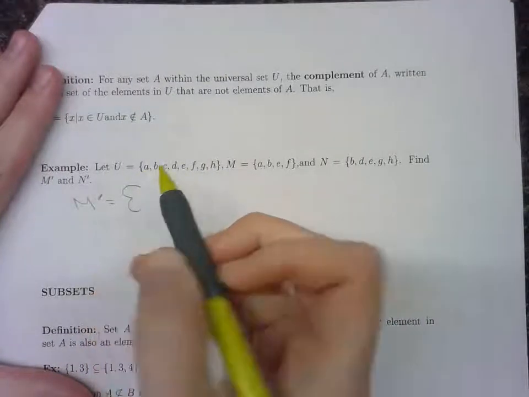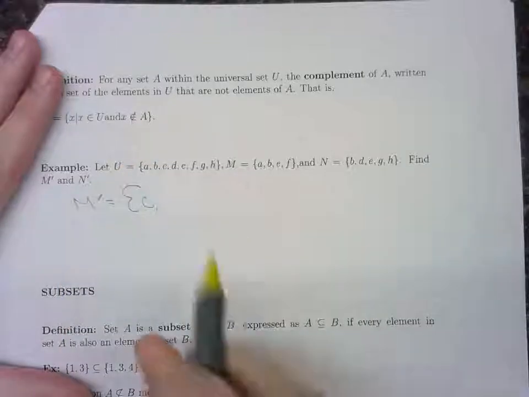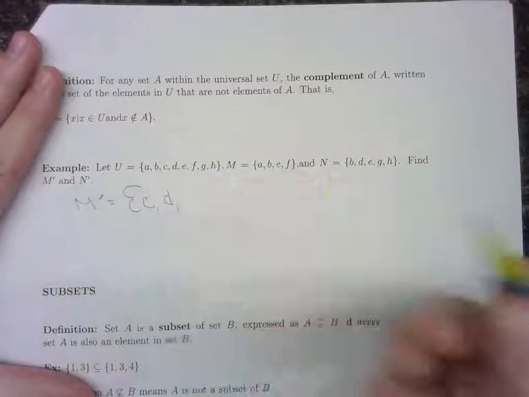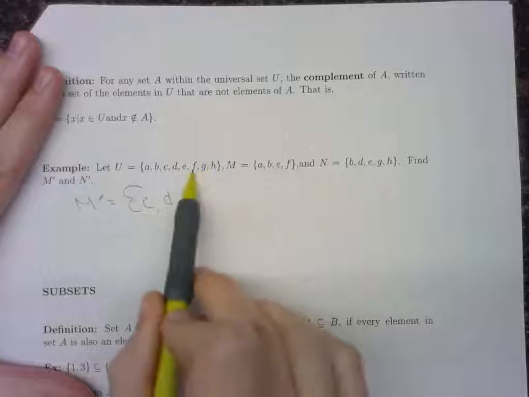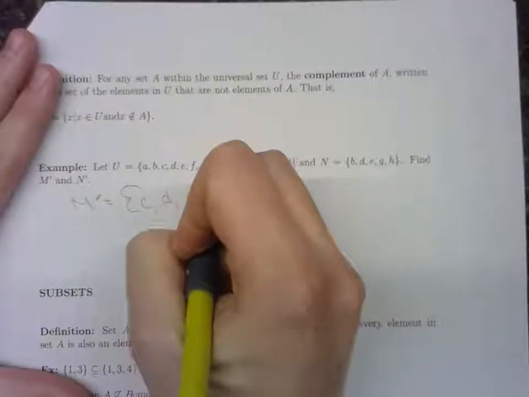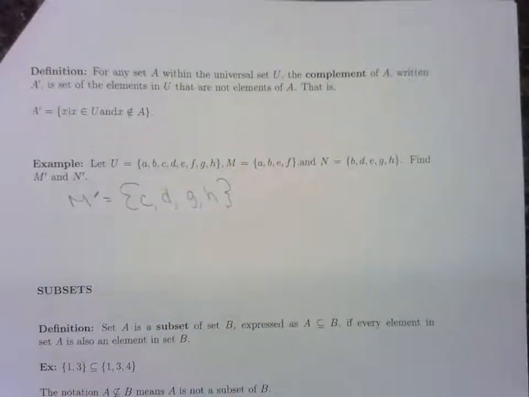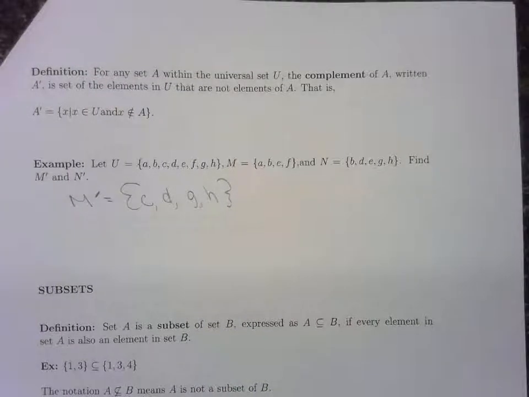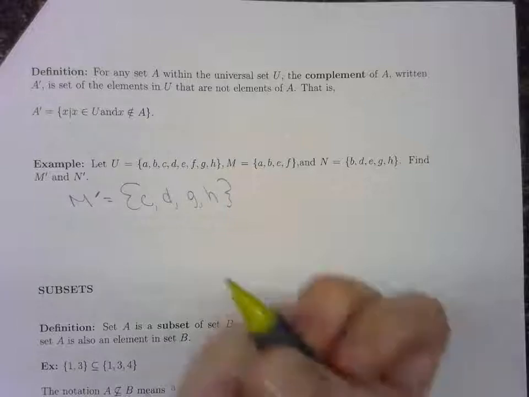B is in M, C is not. So we have C and M prime. D is not. We have E and M, we have F, so this would be also G and H. Okay, so M prime would be C, D, G, H. So all the elements in U that are not in M.